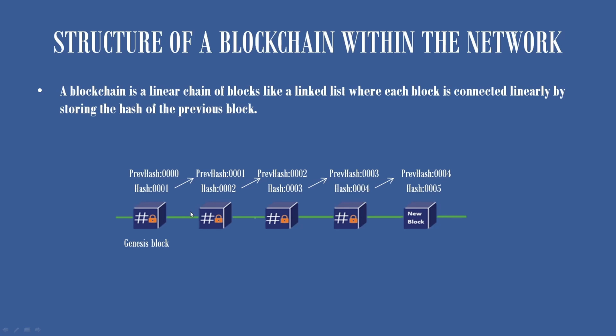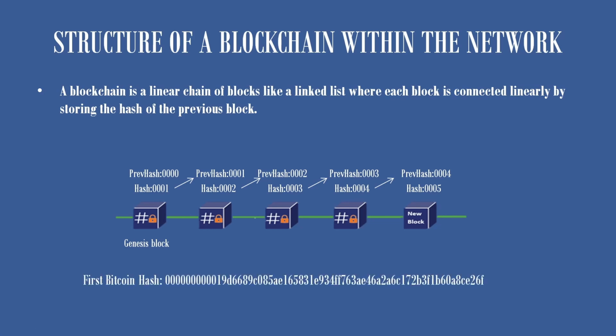And please note down one thing: the first block created within the blockchain is known as the Genesis block, and it just has a null value in the previous hash. As you can see here, it consists of a previous hash which is of a null value, and it is because there is no block before the Genesis block. Also, this is the first Bitcoin hash you can see here. Okay, so moving to the next slide.